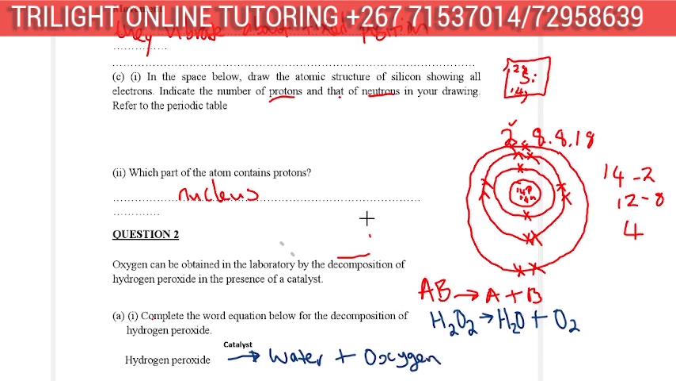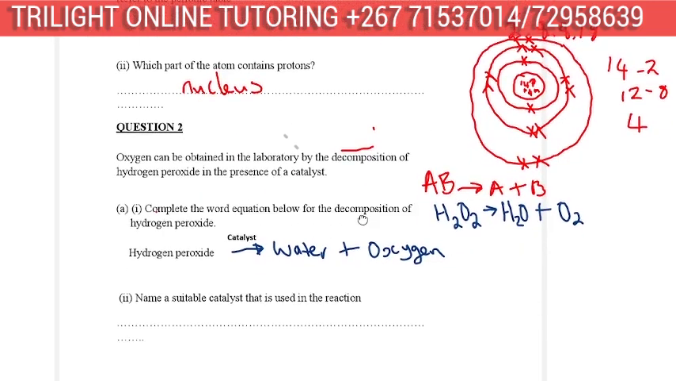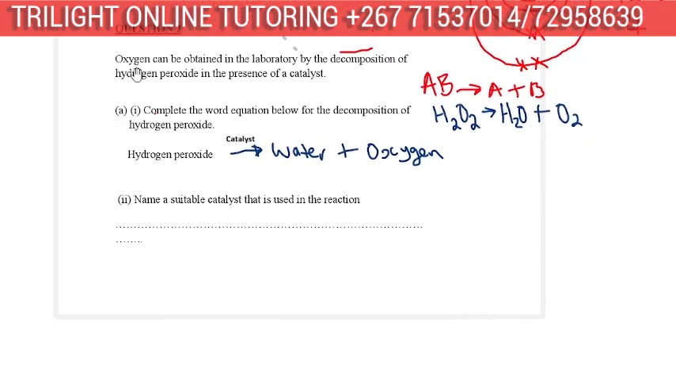Now what they are saying is in Roman figure 2, name a suitable catalyst that is used in the reaction. We can use different catalysts. The popular one is manganese(IV) oxide.